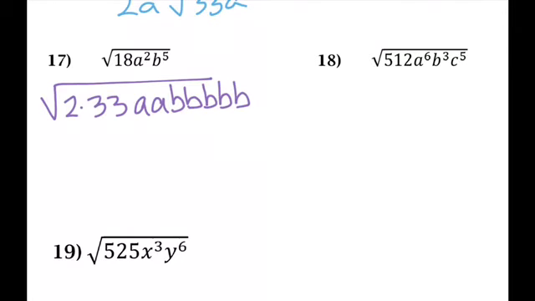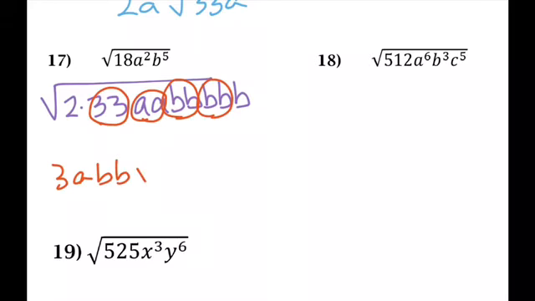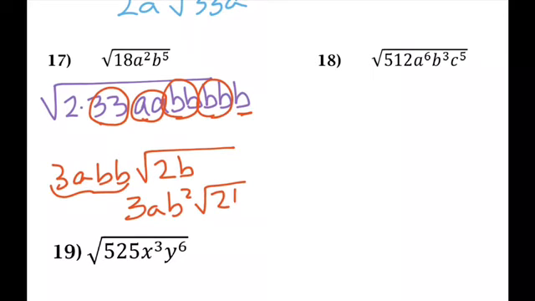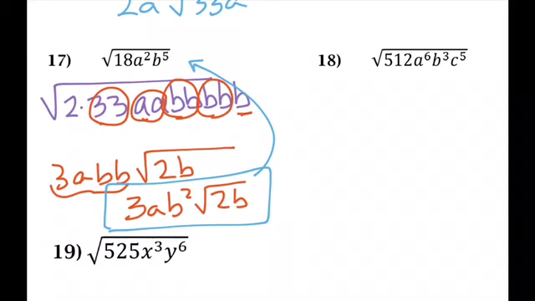Now look for pairs. I've got a pair of 3s, I've got a pair of a's, I've got a pair of b's, another pair of b's. What's left under my radical is 2b. So simplify this part of it, 3ab squared times square root 2b. And that's the simplified version of square root 18a squared b to the 5th. So pause the video, do 18 and 19.